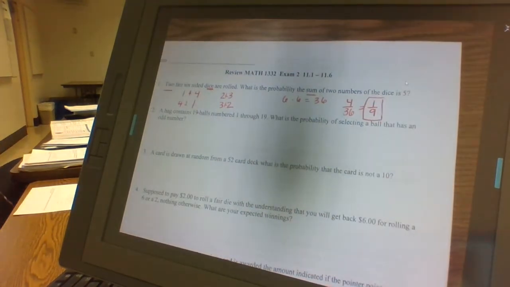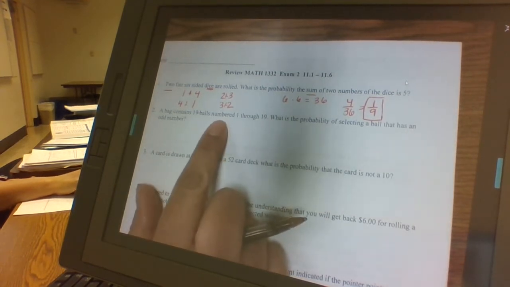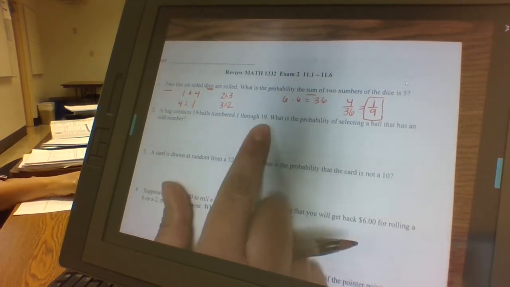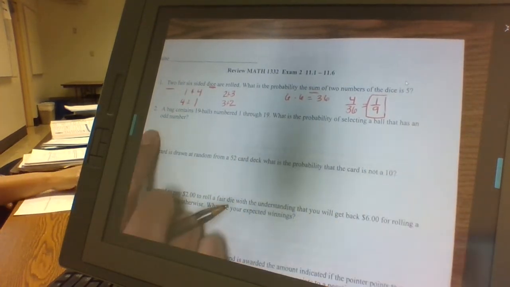Is there any questions on that explanation? No? There's a bag with 19 balls. They're numbered 1 through 19. What is the probability of selecting a ball that has an odd number?